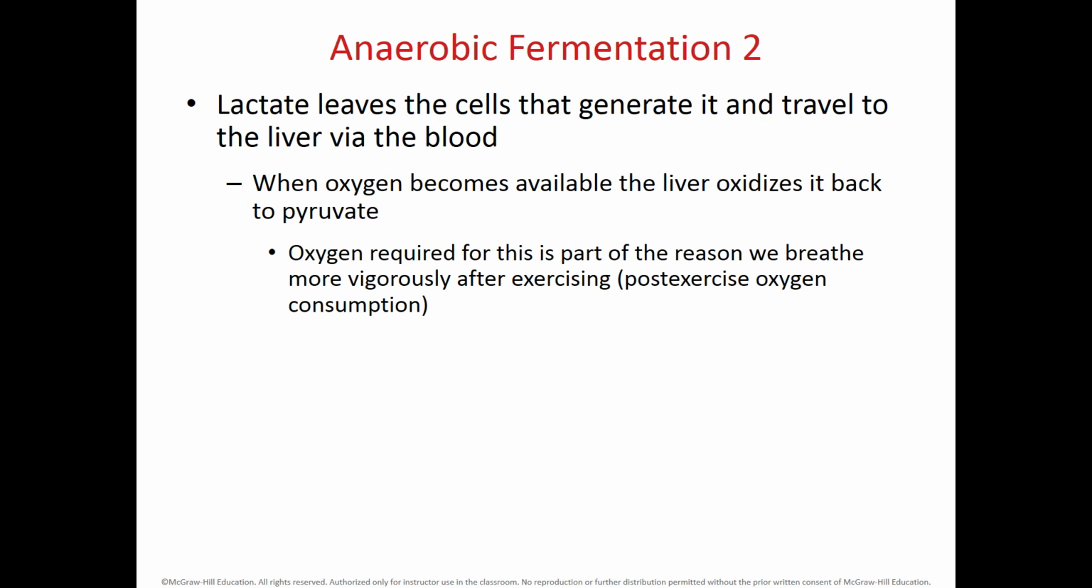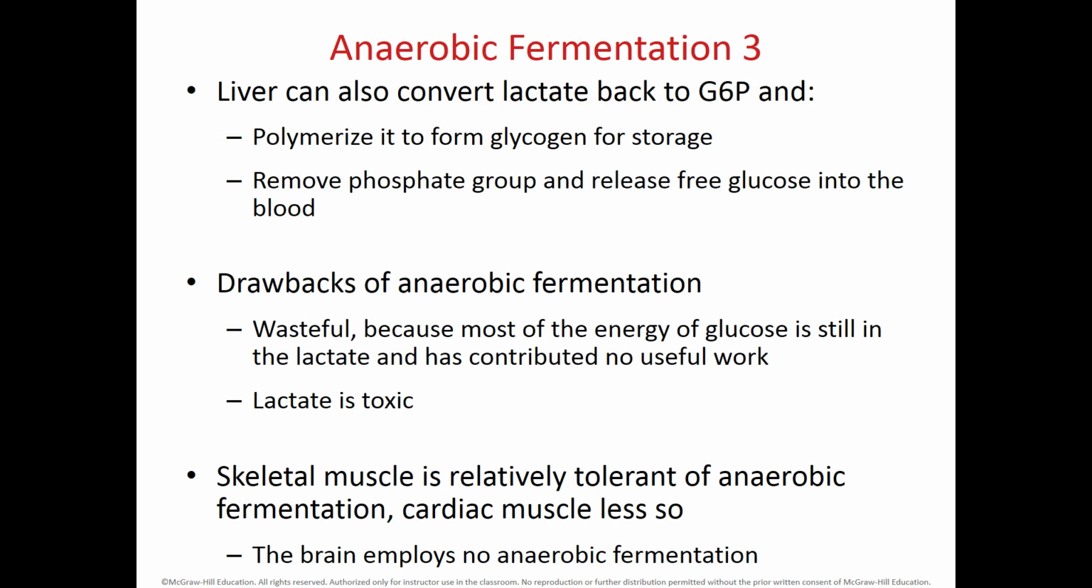Now lactate will go out of the cells and then to the liver, where this lactate is oxidized back into pyruvate, and we will be able to get some energy out of this. The liver is going to convert this lactate back into glucose 6-phosphate and start making glycogen out of this. As it does this, it removes the phosphate group and releases it as free glucose, so we can have this glucose back in the blood and gain energy.